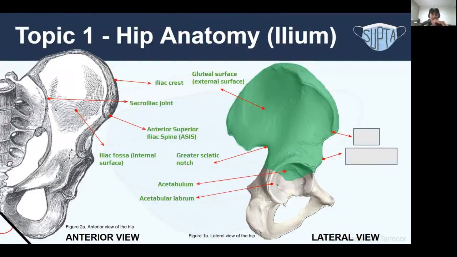And you can sort of see it there. It's like an incomplete C. So that's the labrum, and this entire thing is obviously the acetabulum, or the socket. You've got the ASIS, which is again another view of the anterior superior iliac spine.